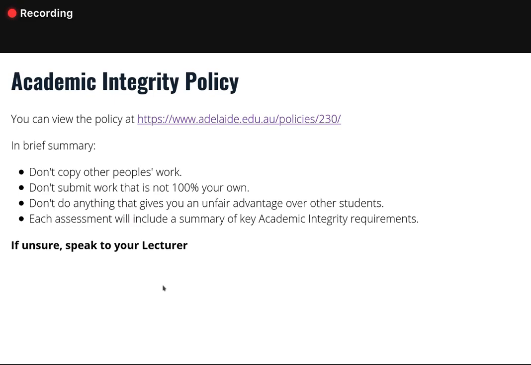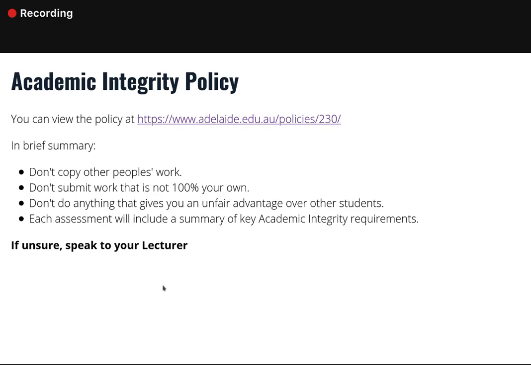So as a general rule, hopefully by now all of you should be aware of what the academic integrity policy is. If not, take a look at it. That's the link right there. But in summary, don't copy other people's work. Don't submit work that you haven't entirely done yourself. Don't do anything that gives you an unfair advantage over other students.